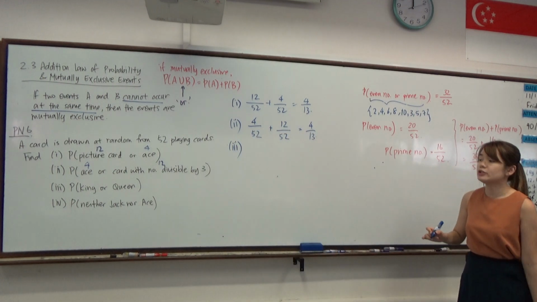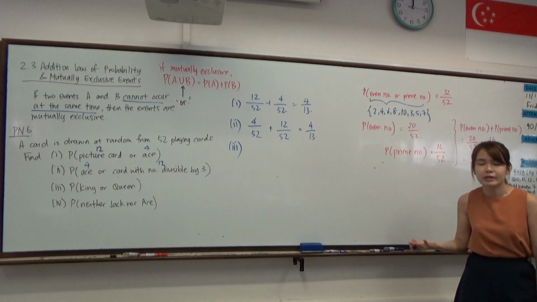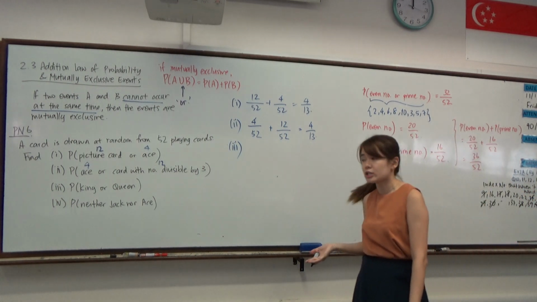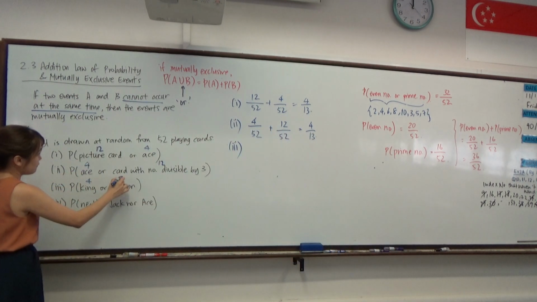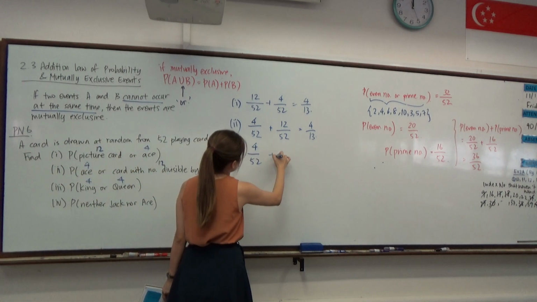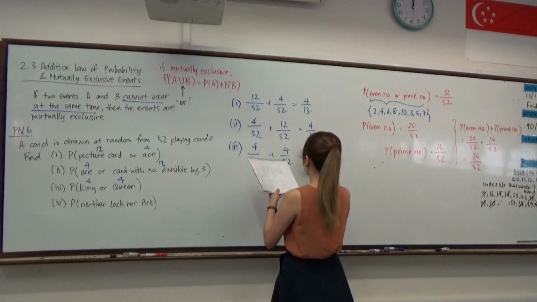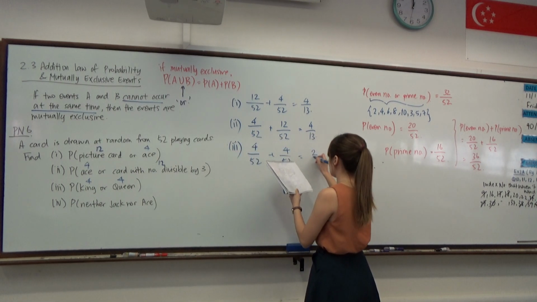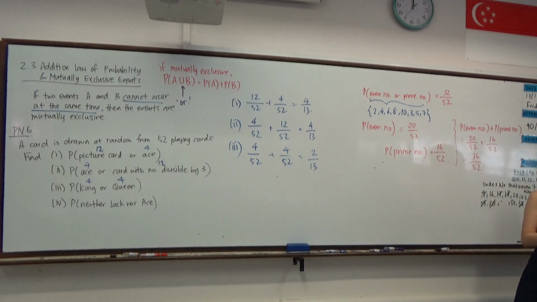For part 3, okay, choosing a card that is either a king or queen. So taking a king, the king can't be a queen, the queen can't be a king, so they are actually mutually exclusive. There will be 4 kings and 4 queens. So we can add up the probability. And then the answer will be 2 over 13.